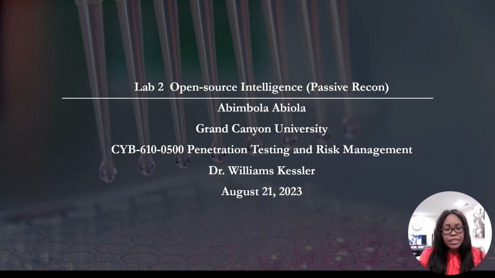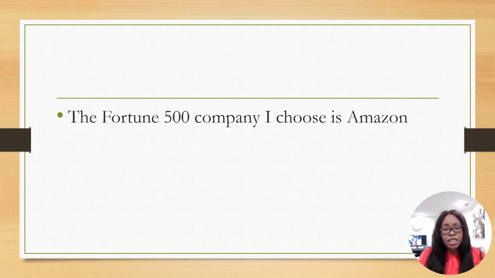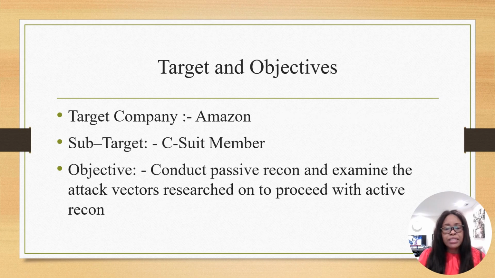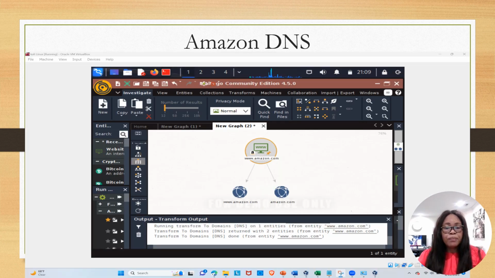On my next slide, I chose Amazon as my target company, and my target and objective is to target one of the C-suite members. My objective is to conduct passive recon and examine the attack vectors, on which I will be proceeding with the active recon.